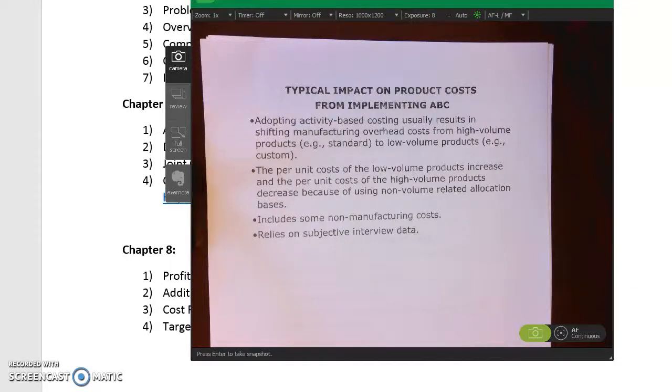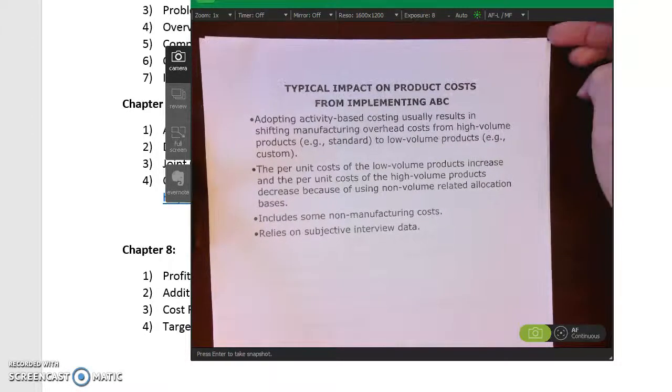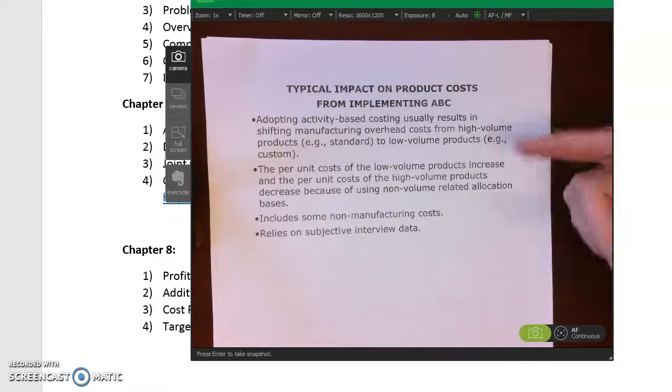Hello and welcome back to the Chapter 6 lecture videos. This is a short lecture video, just covers a few more things about activity-based costing.